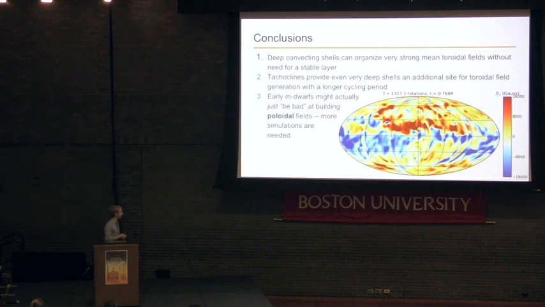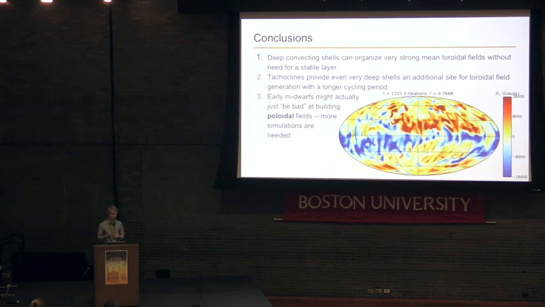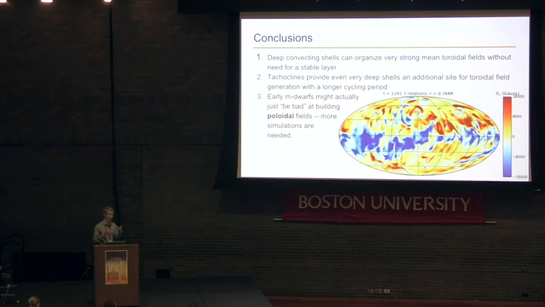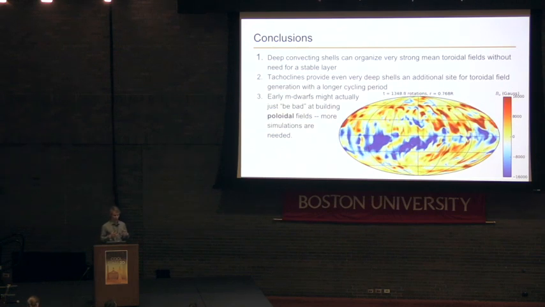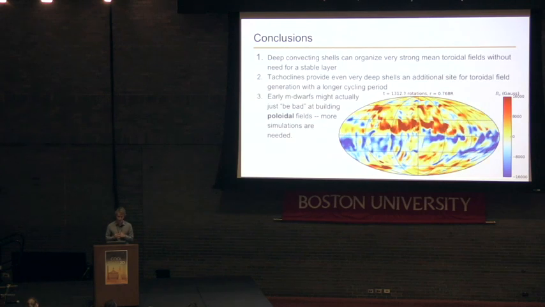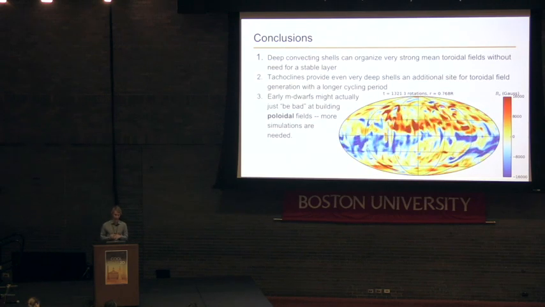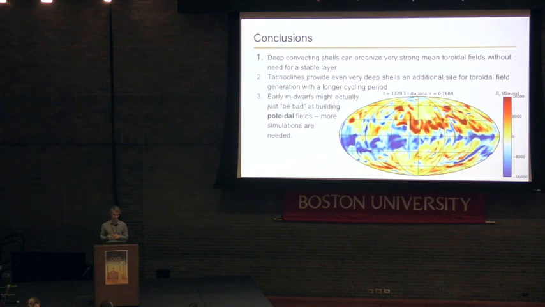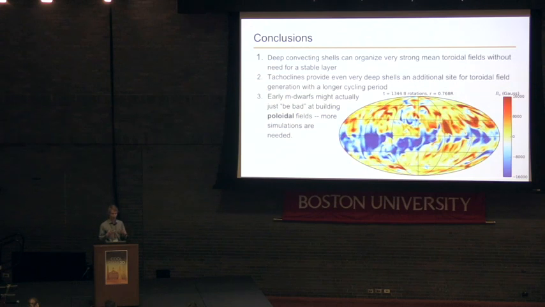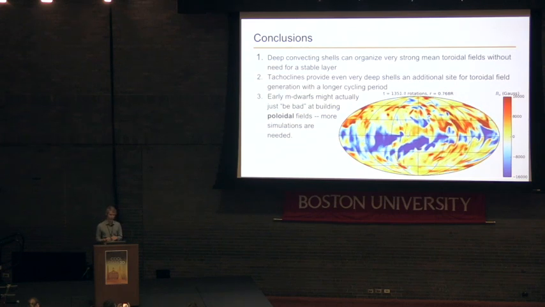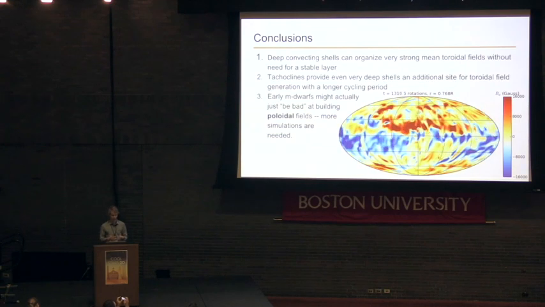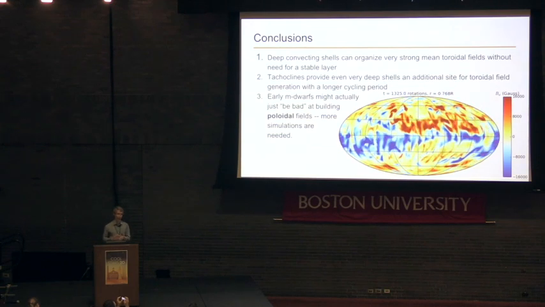So in conclusion, I have three main points to take away here. These deep convecting shells are perfectly capable of organizing a strong toroidal field without a tachocline. And if you include a tachocline, then you can add a secondary site for the toroidal field to be generated, and that will extend the cycling period, but it comes at the expense of the poloidal field.